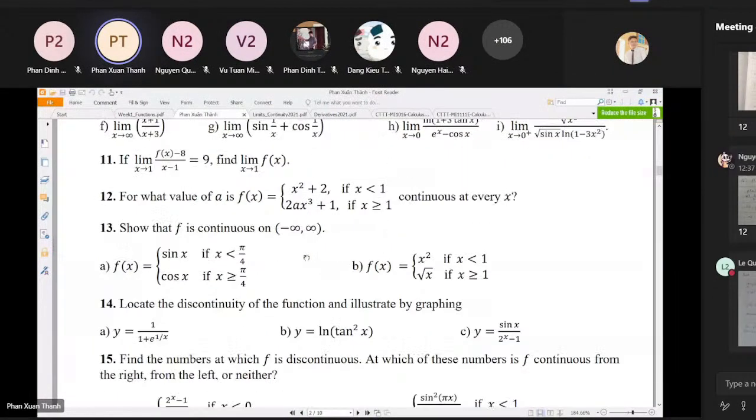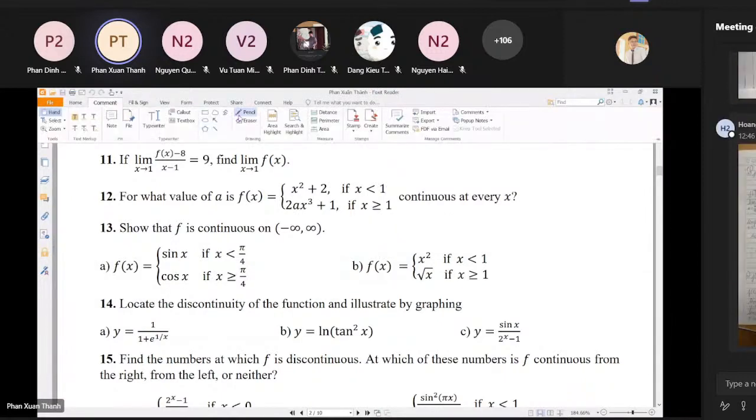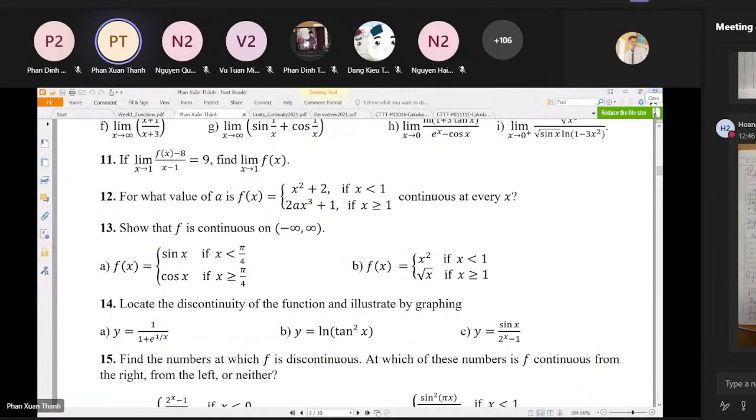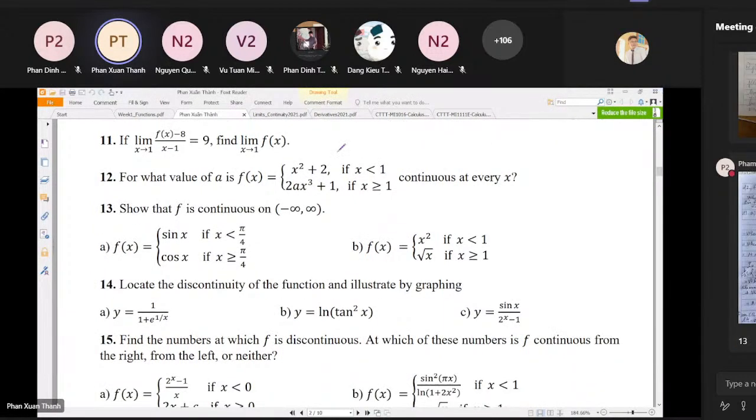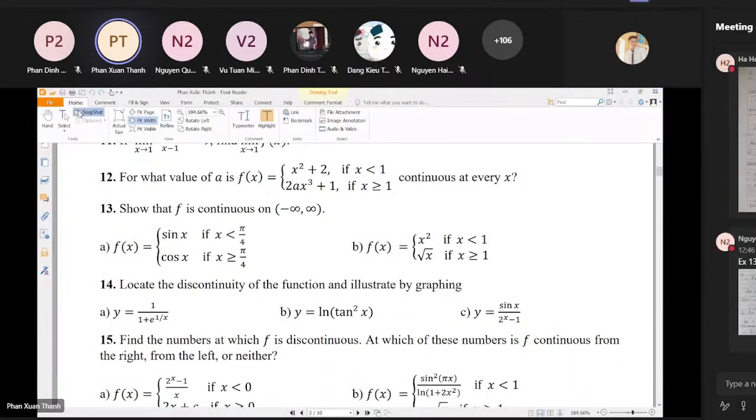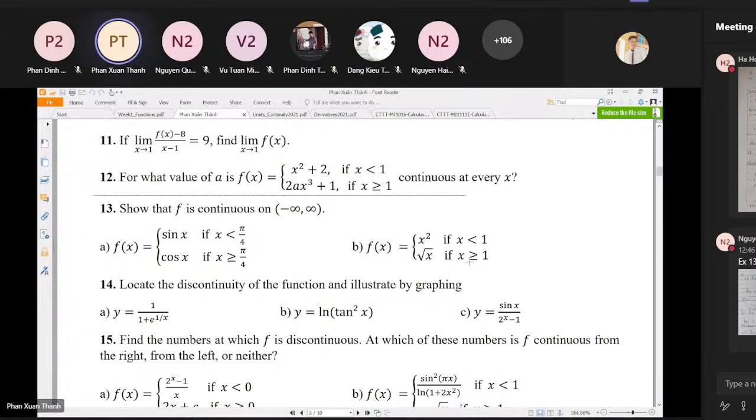So we can do similar for exercise number 13. We have to prove that the function f is continuous on the interval from minus infinity to infinity. So the first step we should say about f is continuous for x, for example in part A. Okay, so the first step. Okay, so what about A? This one. Okay, maybe let me take number 13.